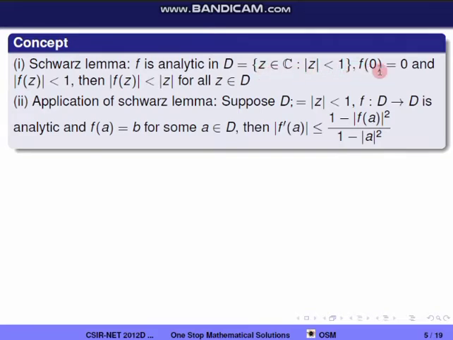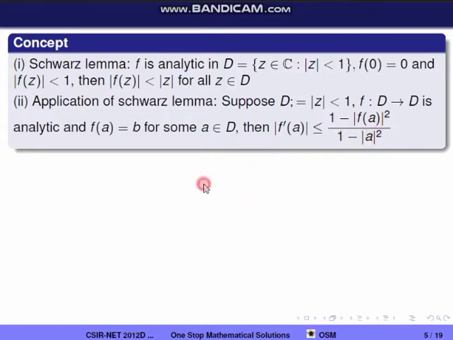f of 0 is equal to 0 and mod f of z less than 1. Then mod f of z is less than or equal to mod z for every z in D. Application of Schwarz lemma: suppose D is equal to mod z less than 1, f is a function from D to D that is analytic, and f of a is equal to b for some a in D. Then mod f dash of a is less than or equal to (1 minus mod f of a whole square) divided by (1 minus mod a square).